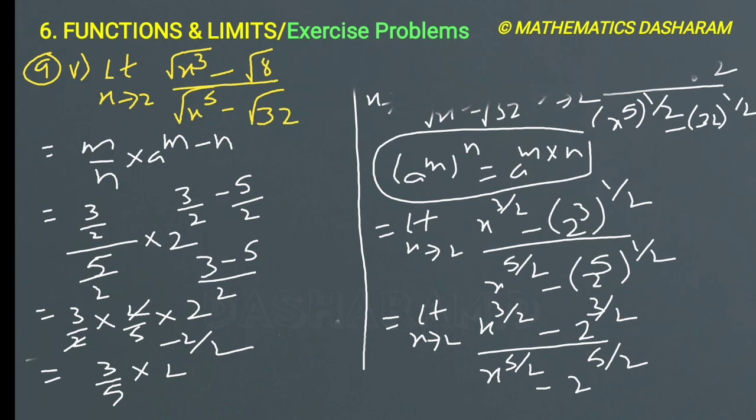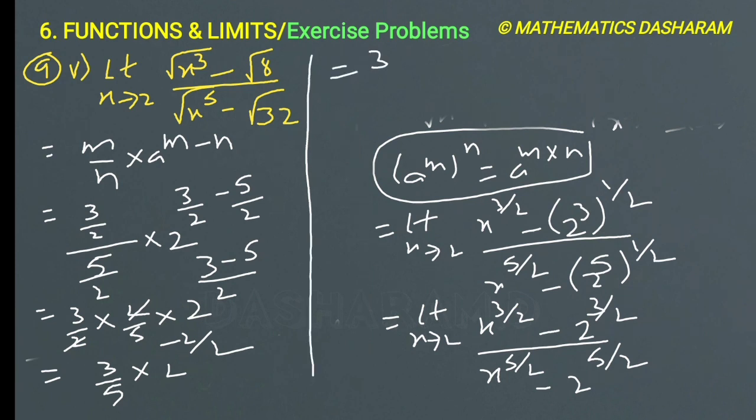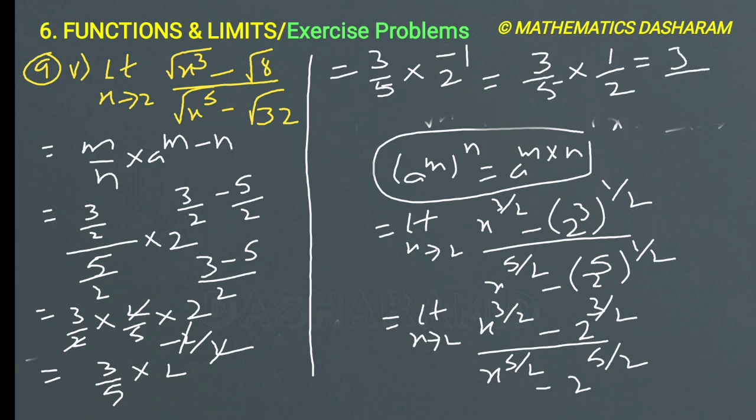So then 3 by 5 into, here 2 cancel, 2 to the power of minus 1. 3 by 5 into 2 to the power of minus 1 is 1 by 2. So 3 divided by 5 twos are 10. So 3 by 10 is our required answer.